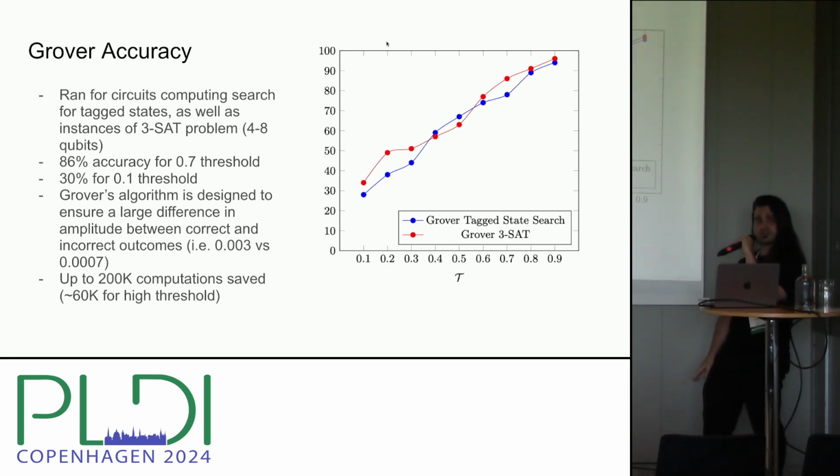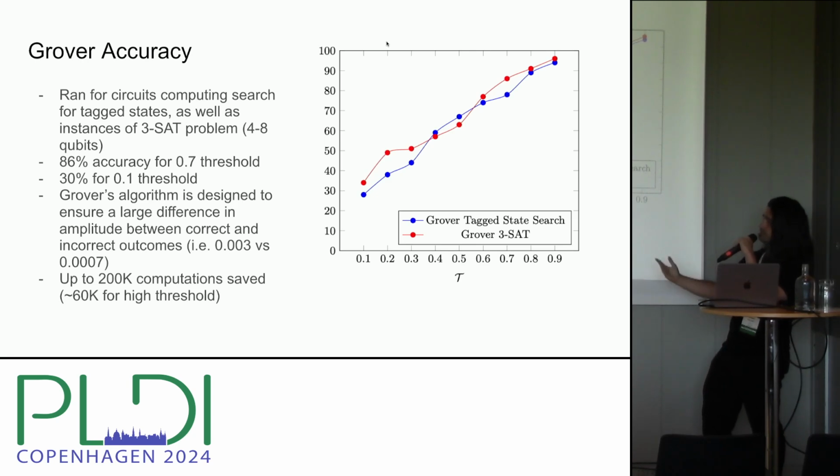This isn't all that surprising for Grover, because Grover specifically has a very, very large difference between the correct state and the incorrect outcomes. And when we leave a lot of these incorrect outcomes outside the solution and don't allow them to build up too much, this difference grows even larger.